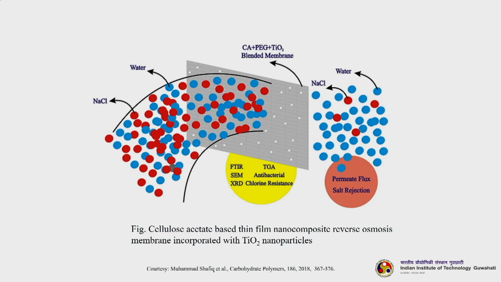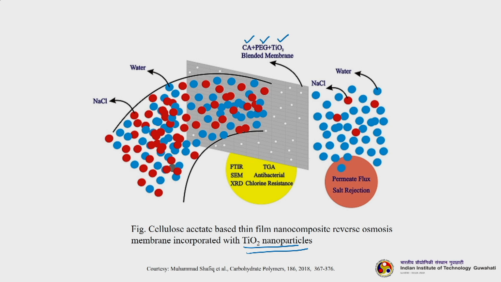So, you can see this is a classic example of a cellulose acetate based thin film nanocomposite RO membrane incorporated with titanium dioxide nanoparticles. So, what is the composition here? This composition is cellulose acetate, then PEG, which is polyethylene glycol, and titanium dioxide nanoparticles are infused into this. What is the reason for this?